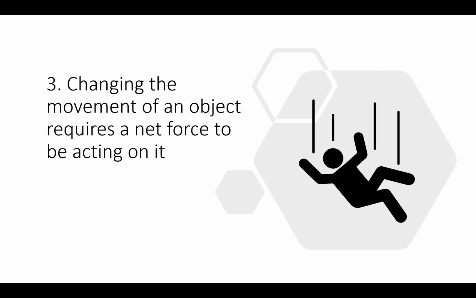Number 3, changing the movement of an object requires a net force to be acting upon it. So objects change their velocity of motion only if there's a net force acting upon them. So gravity is a universal force of attraction between all objects, however large or small. So this keeps things like planets in orbit around the sun and causes terrestrial objects to fall towards the centre of the Earth.